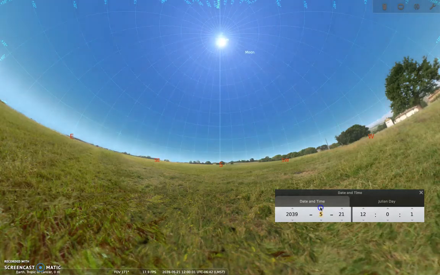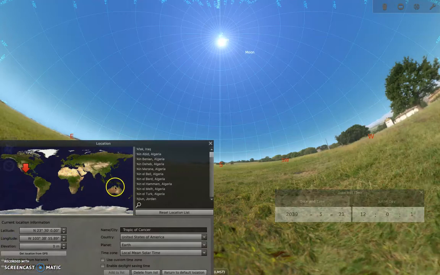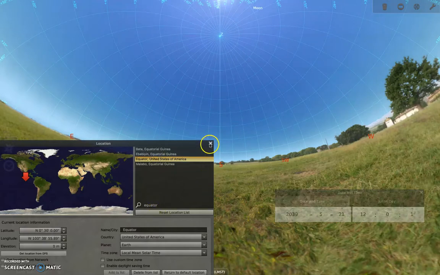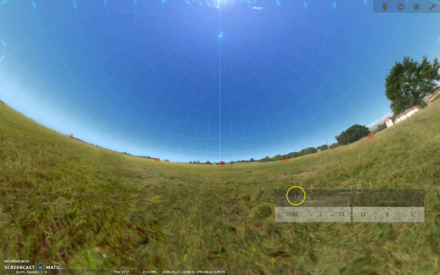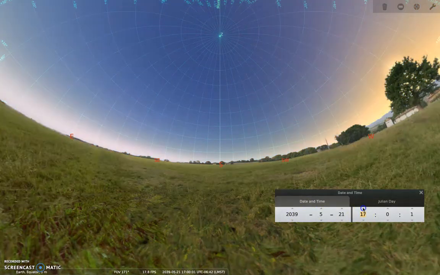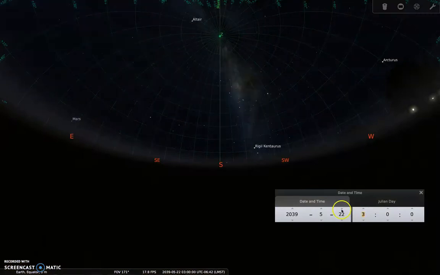So now, that was all for observers at the Tropic of Cancer. Let's go to the equator and see what it looks like, okay? So let's move to the equator. Equator, United States, whatever. Same difference. So equator, latitude of 30 is close enough. Okay, close enough. The year doesn't matter. Let's go to just before sunrise, okay?